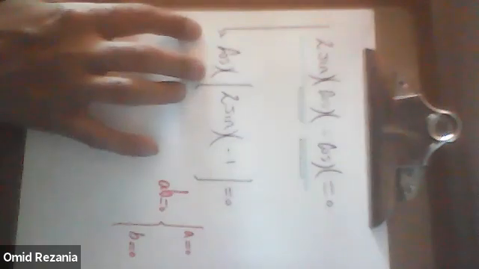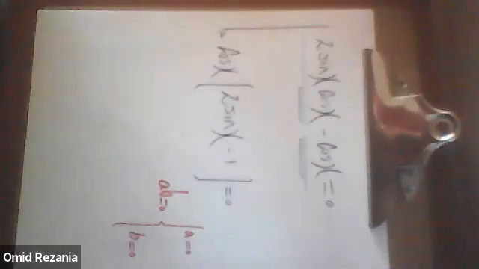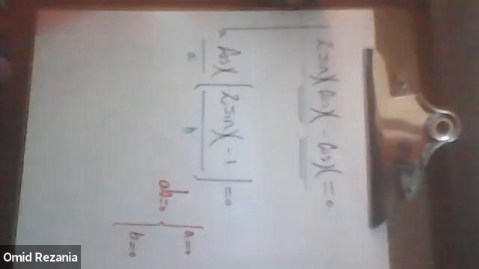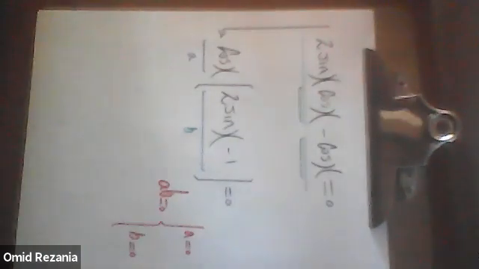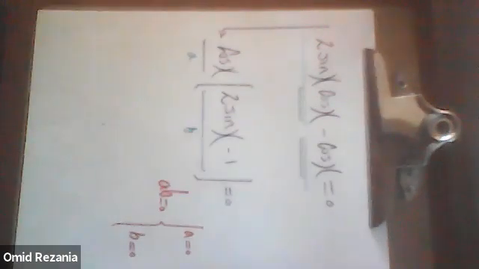I have cosine x times 2 sine x minus 1 equals 0. I can look at cosine x as A and the other term as B, which are multiplied and the result is 0. Now, what else do we have to do?